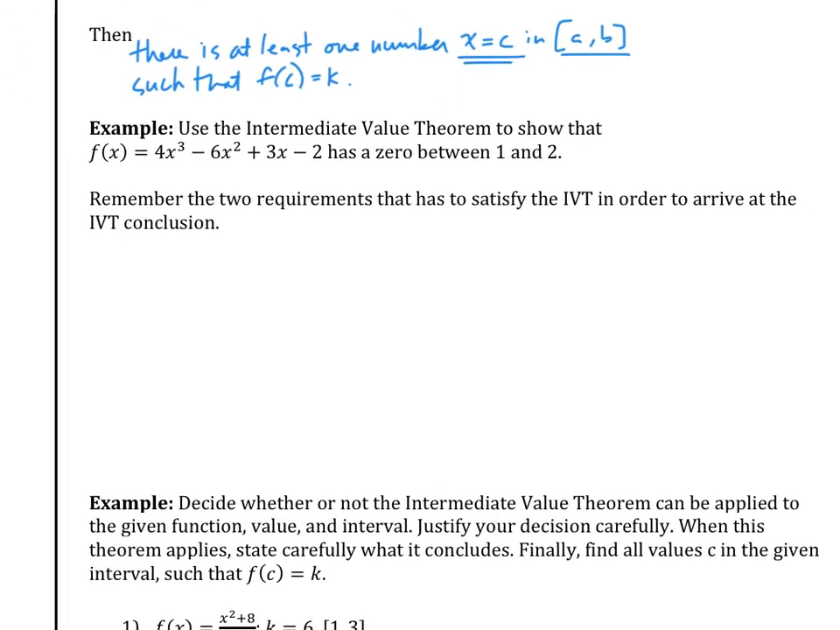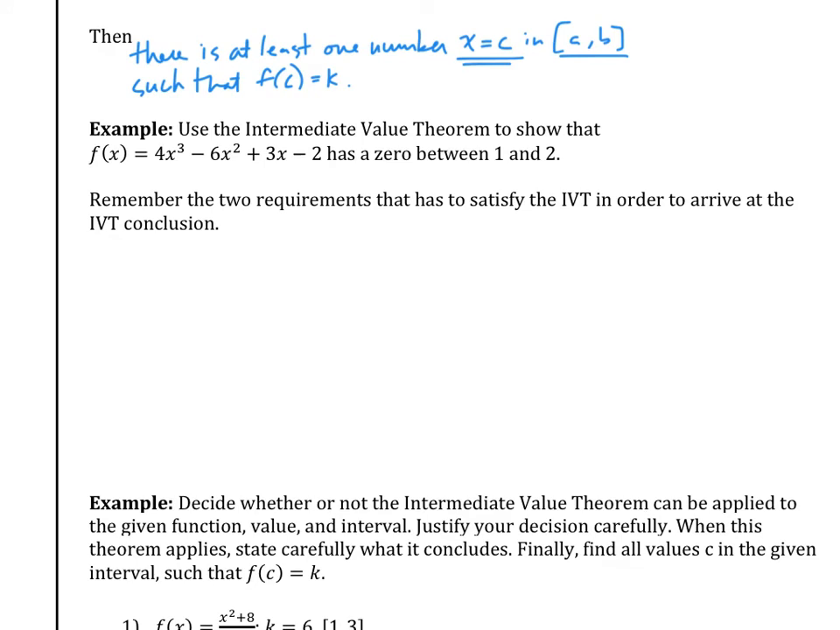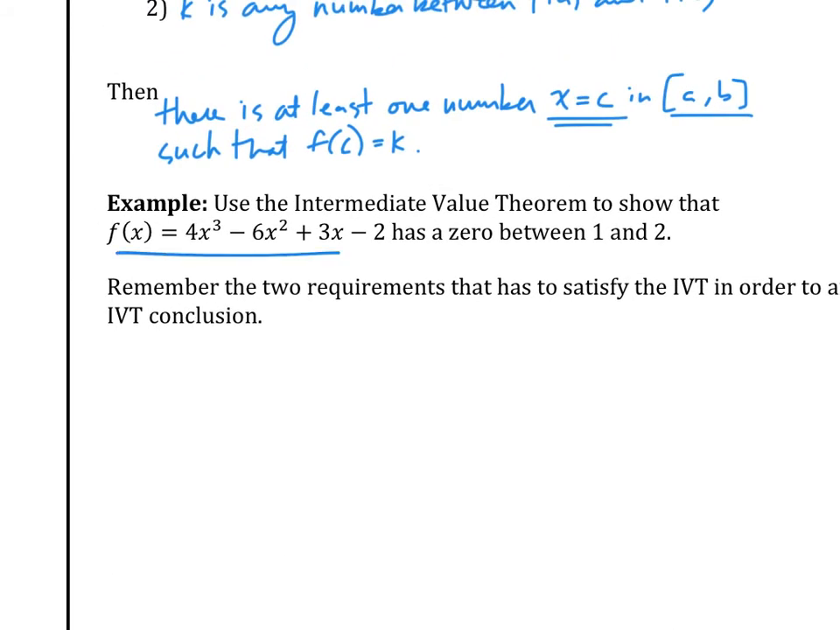Now, let's go ahead and use the intermediate value theorem to prove. So let's look at this question. Let's say that you have this function. You want to use the intermediate value theorem to prove that there is a 0 between x equals 1 and x equals 2. In order to apply it, we need to check those two requirements. Remember those two requirements? First, the function has to be continuous on a closed interval. And then the two ends cannot equal the same number.